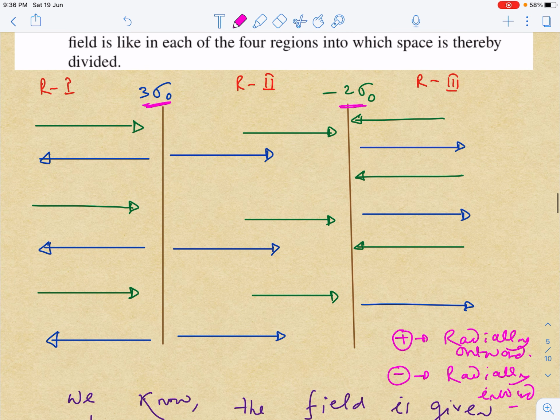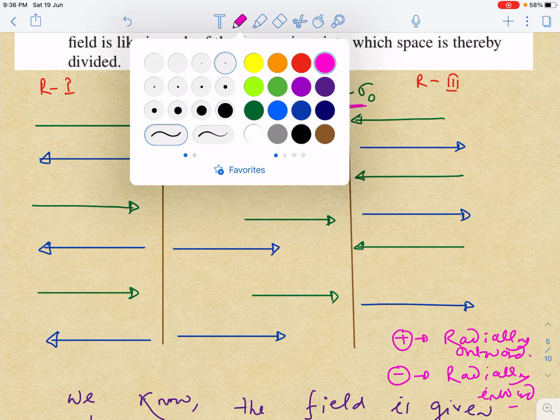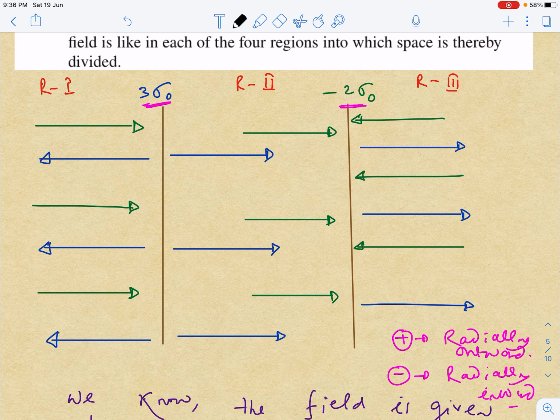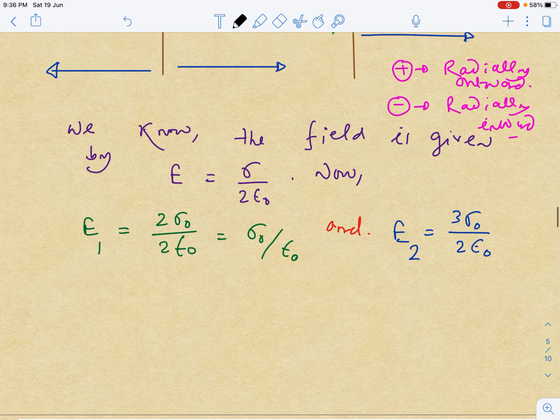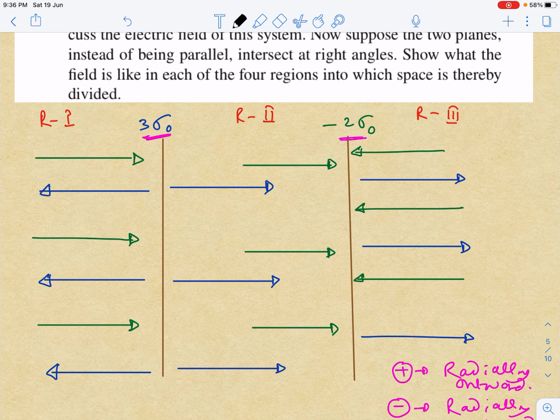Then what about the field in these regions? I will calculate one by one. For this region, E2 is outward and E1 is inward, so the field will be E2 minus E1. E2 is equal to 3 sigma naught by 2 epsilon naught minus sigma naught by epsilon naught, so it will become sigma naught by 2 epsilon naught, and the net field will be away from it. This is the net field E3.